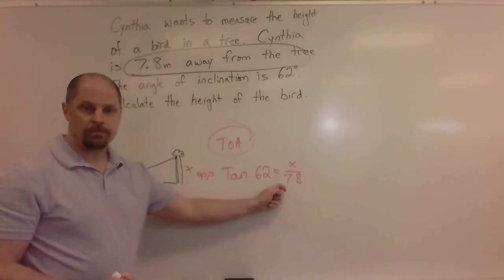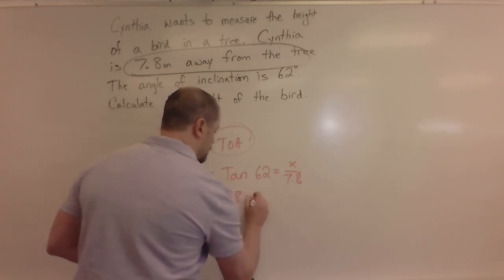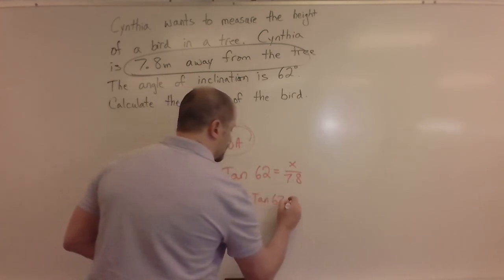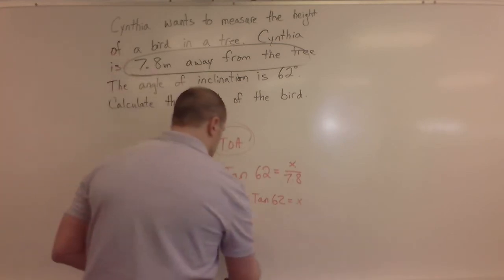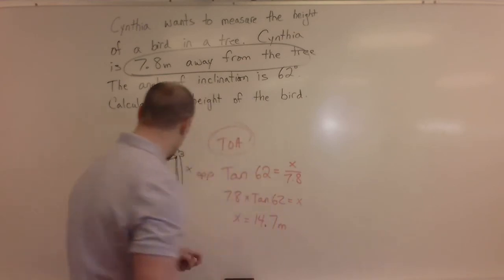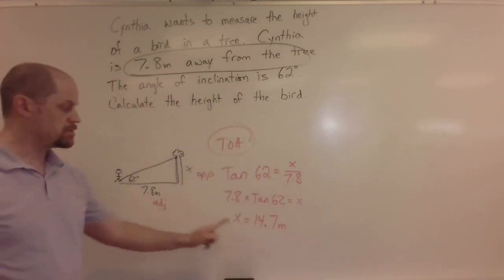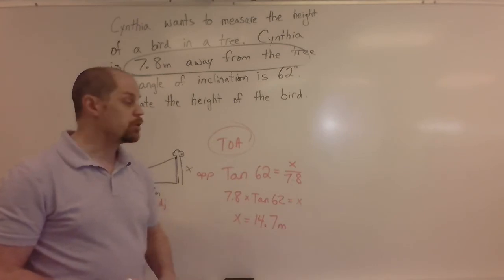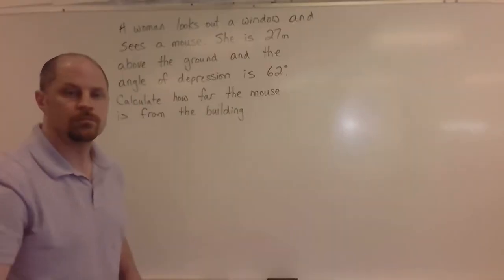The unknown's on top, which is a good thing. We're just going to multiply both sides by 7.8. And we get our answer. The units will be the same as the distance away from the tree, so meters and meters. The bird is 14.7 meters high.